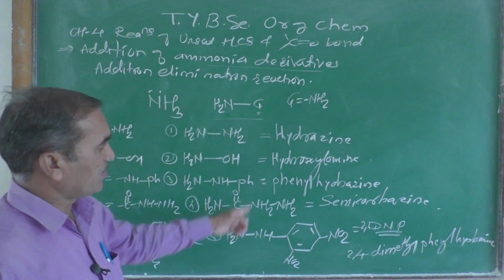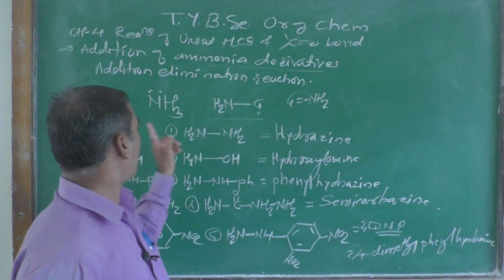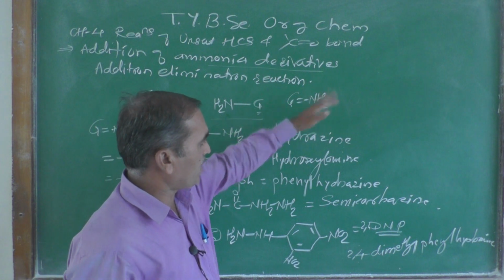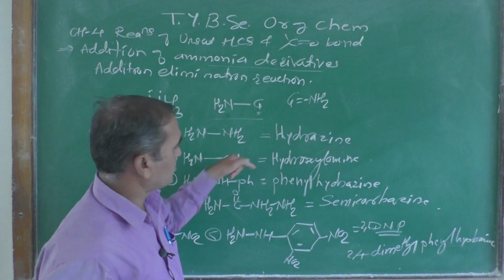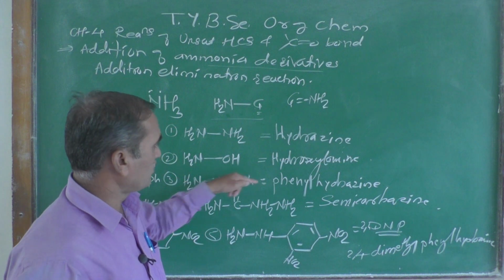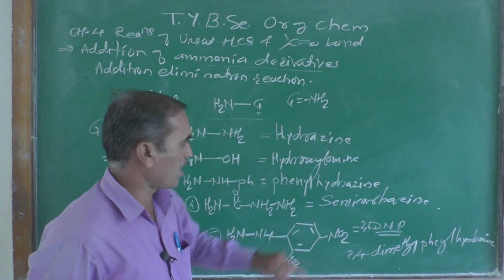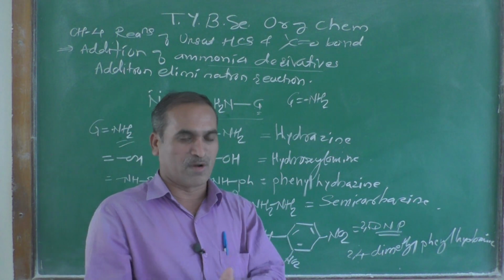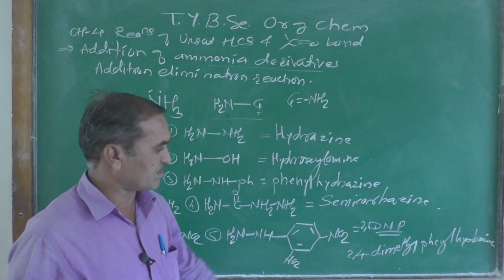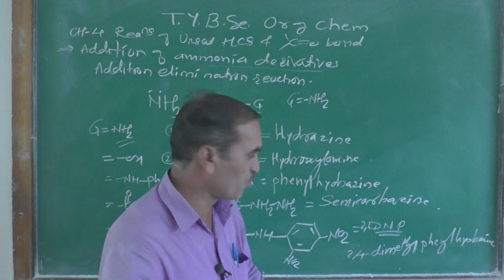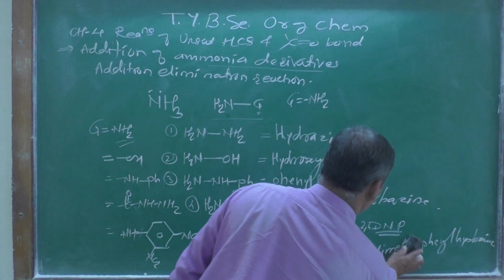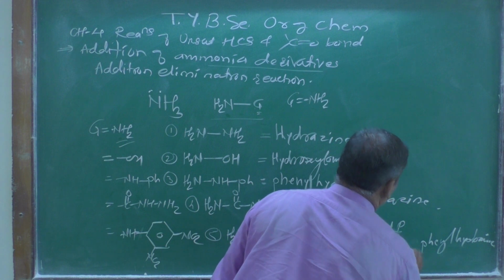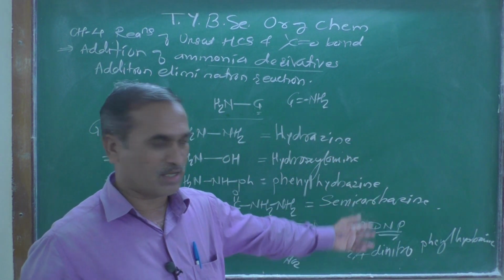The names of these reagents, look here. One, G replaced by NH2: the reagent is hydrazine. Second is OH, hydroxylamine, then phenyl hydrazine, semicarbazine, and 2,4-DNP. 2,4-DNP is a short form to remember, but the full form is 2,4-dinitro phenyl hydrazine.